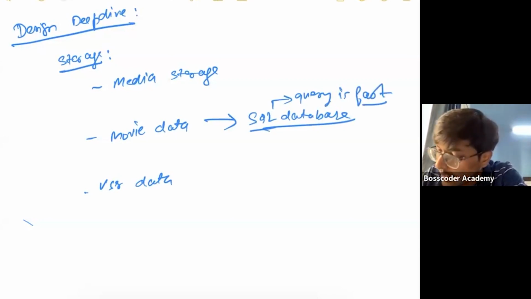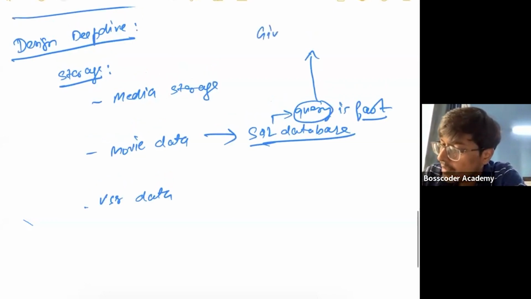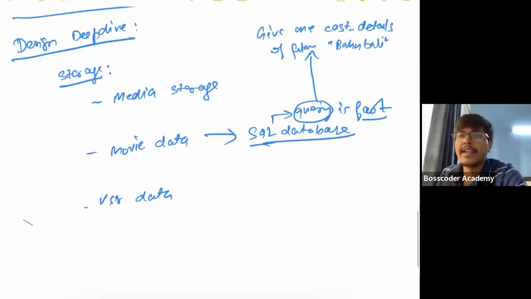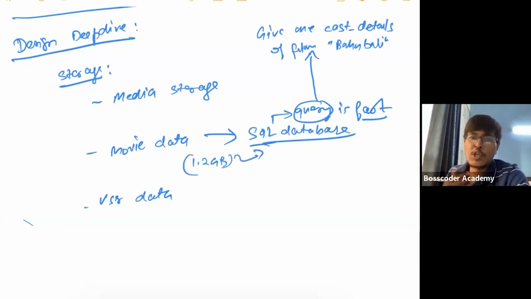Make sense? What is a query? Query is something like: give me cast details of film Bahubali, and it can tell you who are all in the movie. So you want to store movie data in a SQL database, and this storage is just 1.2 GB. You can store it in one SQL database. No need to think about scaling or all those aspects.